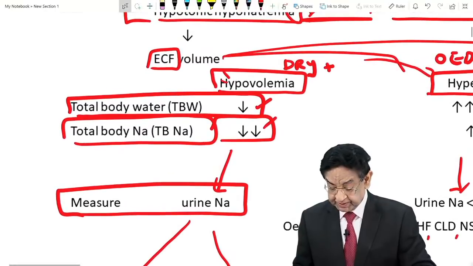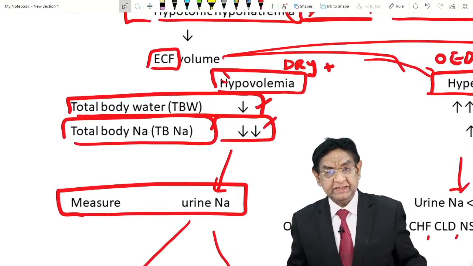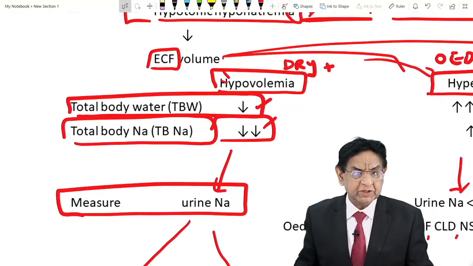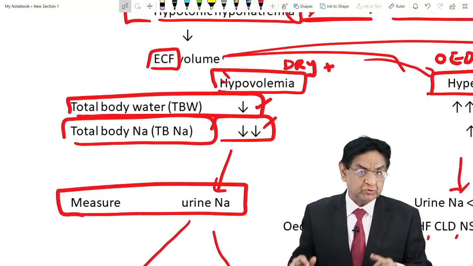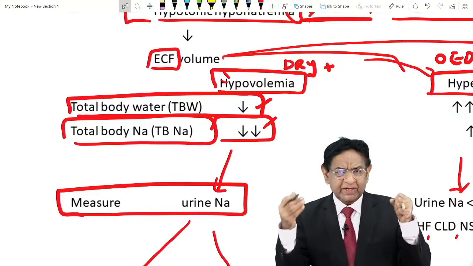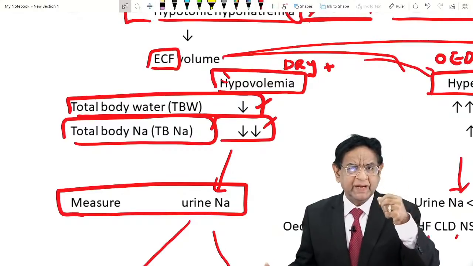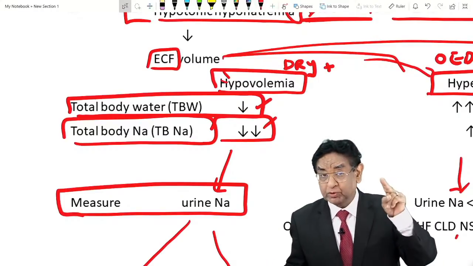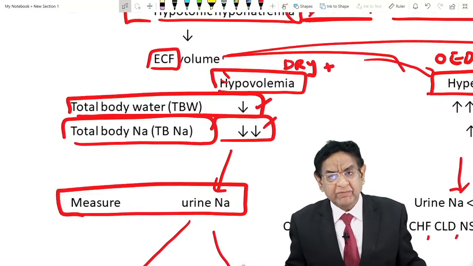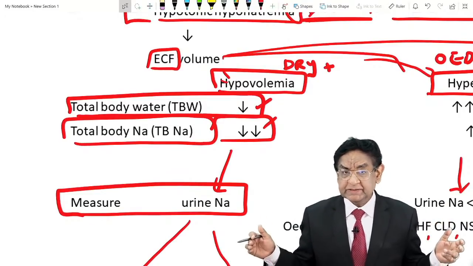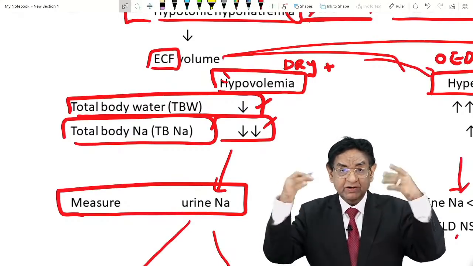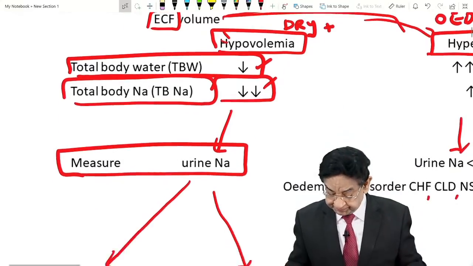Now wait. Let's learn something more. As we just understood, in this total body water is reduced and sodium is also lost. So if I asked you very broadly, the main two routes by which we lose water and sodium both are, first, the GIT, classically by diarrhea and vomiting. And second route is kidney losses. These are the two main losses by which water goes out with sodium.